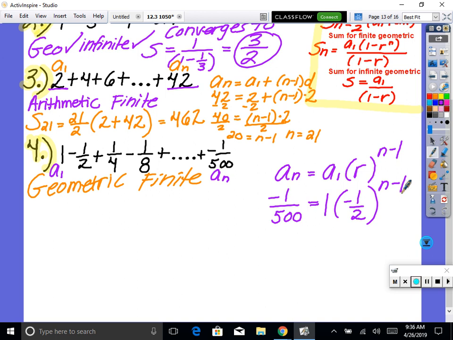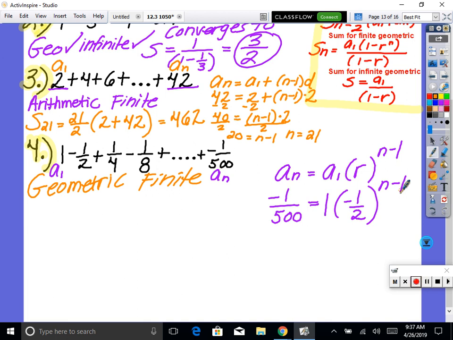Now we're trying to solve for n, just like here we were trying to solve for n. But to get n alone, we have to be really careful and not forget how logarithms work. This is solving an exponential equation. So look, this is base negative a half raised to the n minus 1. Can you bring n out of the exponent with division? No, it takes a logarithm, doesn't it?